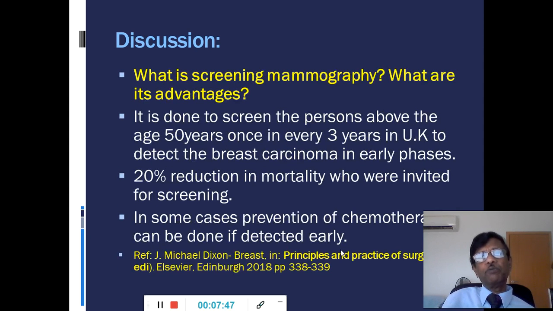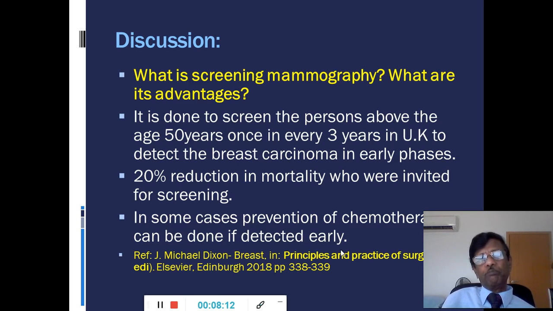What is the screening mammography? What are its advantages? It is a screening done in women above 50 years. Yes, it is done to screen persons above the age of 50 years once in every 3 years in the UK to detect breast carcinomas in early phases. It can be done in other countries also.